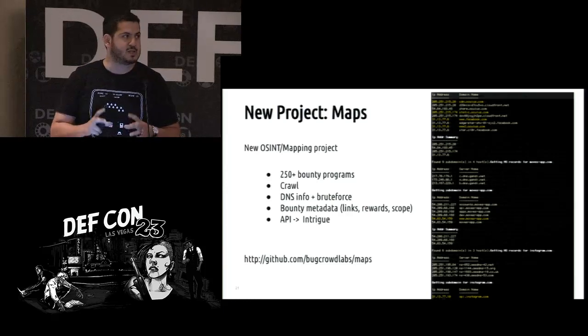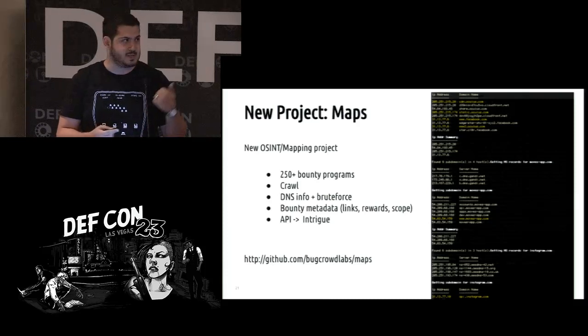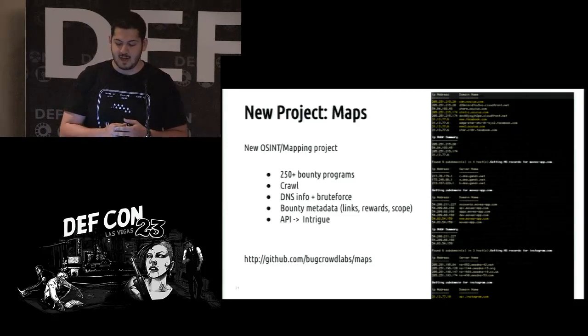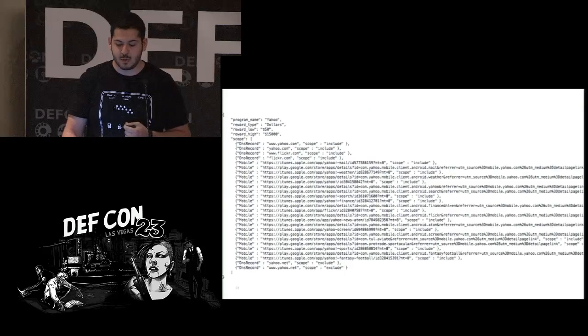And we use all this data and fit it into different scripts, like you can see on the screen. We fit it into Knock, and it went through every single one of those programs and brute forced them for subdomains. This is also available on a GitHub account, and everyone can go and use it if they want to. So the JSON files look similar to this.